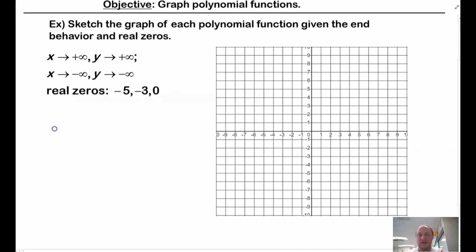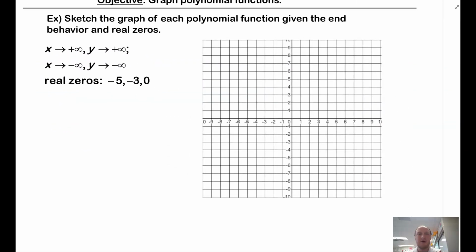All right, here is example 2. So example 2, again, I have my scale, my x and my y-axis scale, and what I'm going to do is I'm going to plot my zeros now. So -5, -3, and 0. And then my end behavior is as x, and I'll put these in different colors for you guys, as x goes to positive infinity. Okay, that's this way.